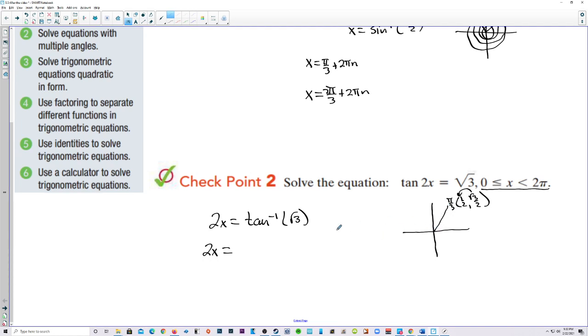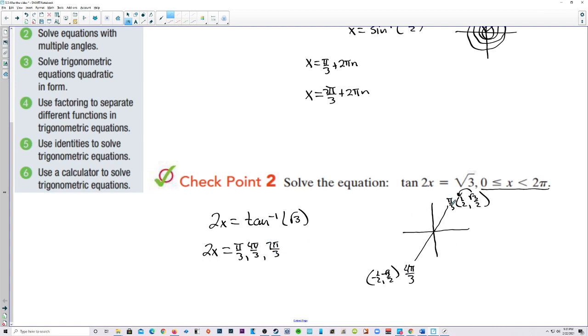Now notice over here that it says that x has to be between 0 and 2 pi. Well, there's also another one. So our first one is pi over 3, and then there's another one down here, which is 4 pi over 3. That's the point negative 1/2, negative square root of 3 over 2, so the negative divided by negative gives you a positive. So we get 4 pi over 3.